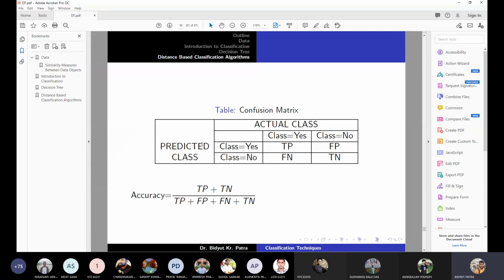Now what happened: the prediction algorithm said that the entire TP plus FP are positive. That means in reality, out of TP plus FP, actually FP number of data instances in the testing set are not actually the positive class. That means they are falsely predicted as the positive class, so this term is called false positive. I think you are following me.